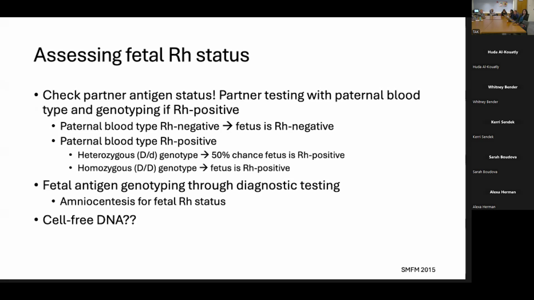However, if the paternal blood type is Rh positive, dad could be homozygous, so DD, big D genotype. And so we know that baby is going to be Rh positive. However, dad could be heterozygous. And so there's a 50% chance that the fetus is Rh positive. We also can do fetal antigen genotyping through diagnostic testing, so amniocentesis for fetal Rh status.